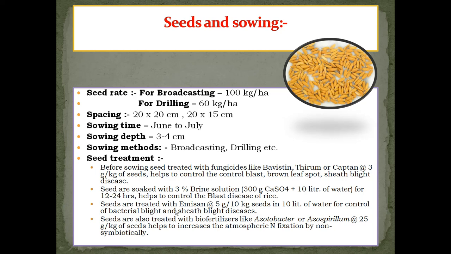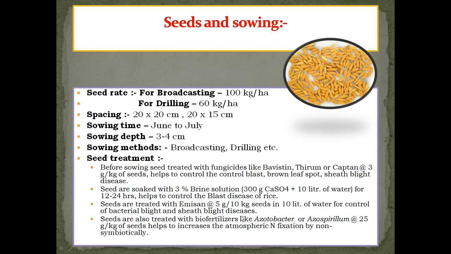The seeds are also treated with emission at the rate of 5 gram per 10 kg seeds in 10 liter of water for control of bacterial leaf blight and seed blight diseases. This emission treatment is recommended for the control of bacterial blight and seed blight diseases.